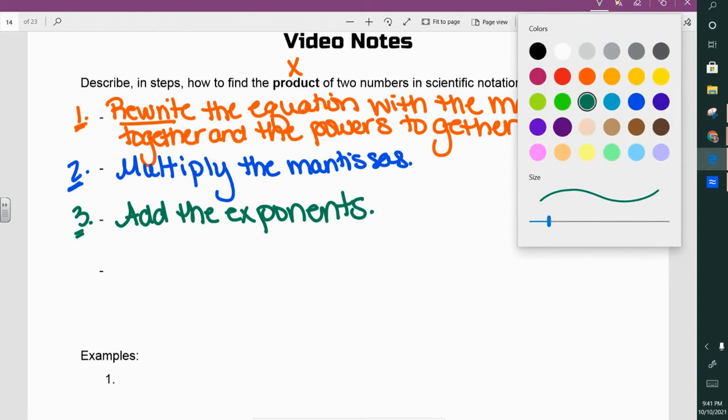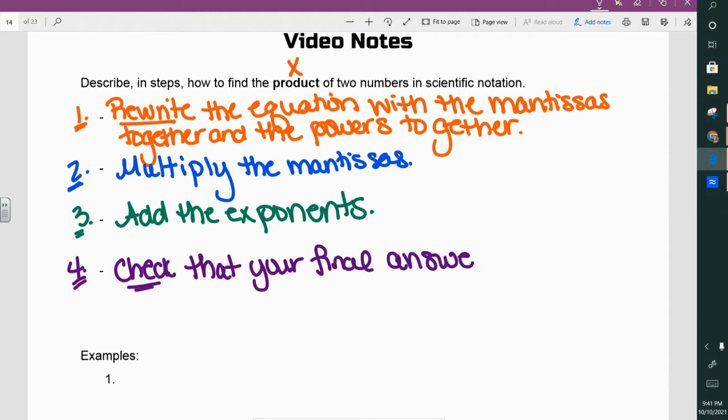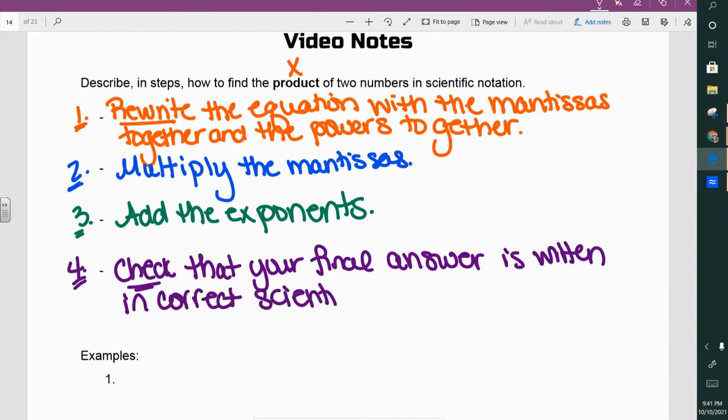And then the fourth step is the exact same step as it was for adding and subtracting. Your verb here is we're going to check that your final answer is written in correct scientific notation. And then, of course, if not, you're going to adjust as needed.